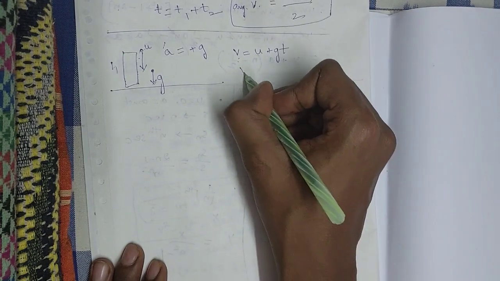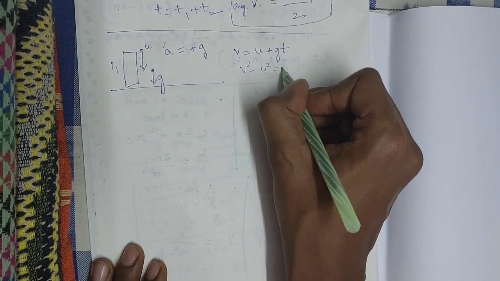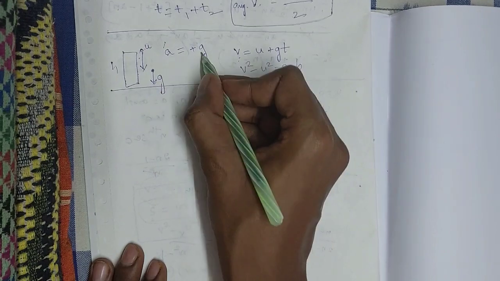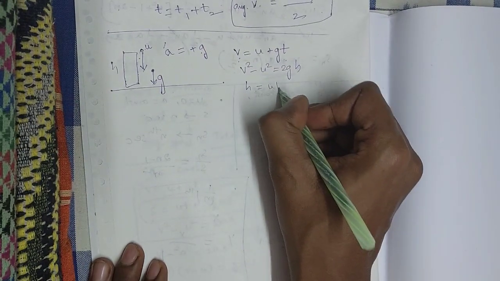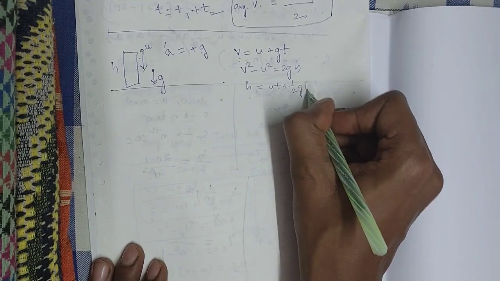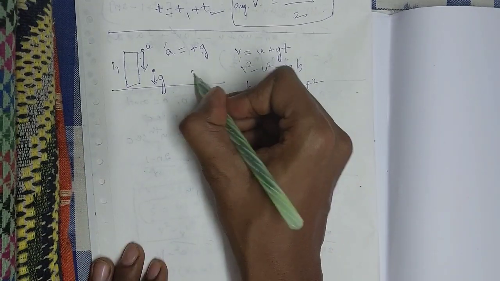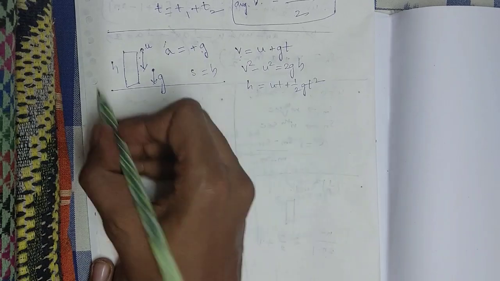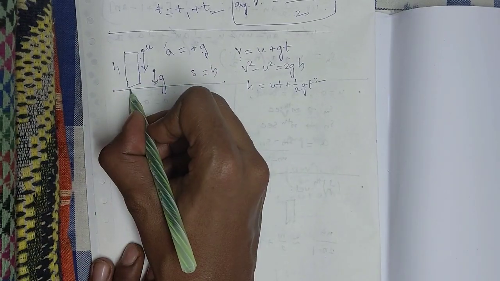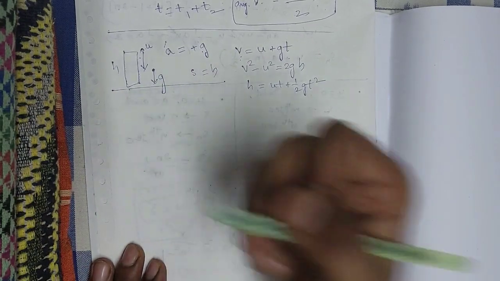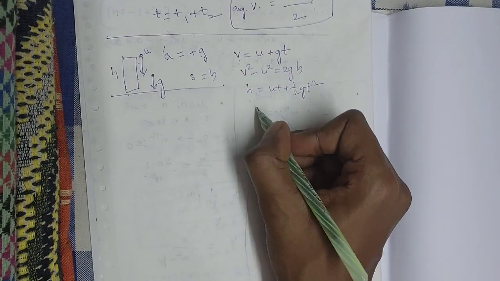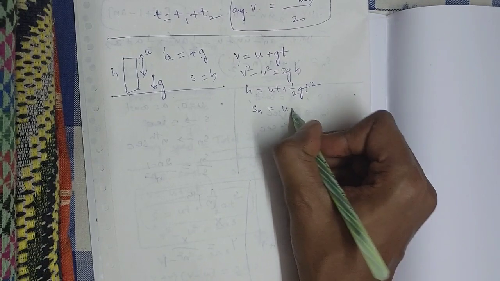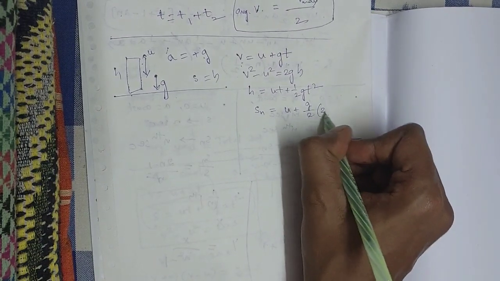Next formula will be V square minus U square equals 2gh, as a is substituted with plus g. Then h equals ut plus half gt square, because the displacement is substituted with h. The distance traveled by the body is nothing but the height of the tower from which the body is thrown down. Next, the last formula is Sn equals U plus g by 2 into 2n minus 1.